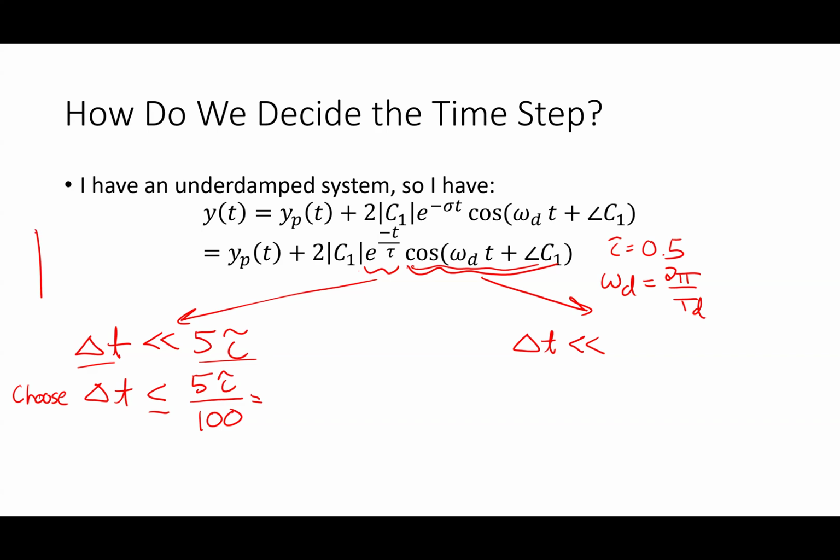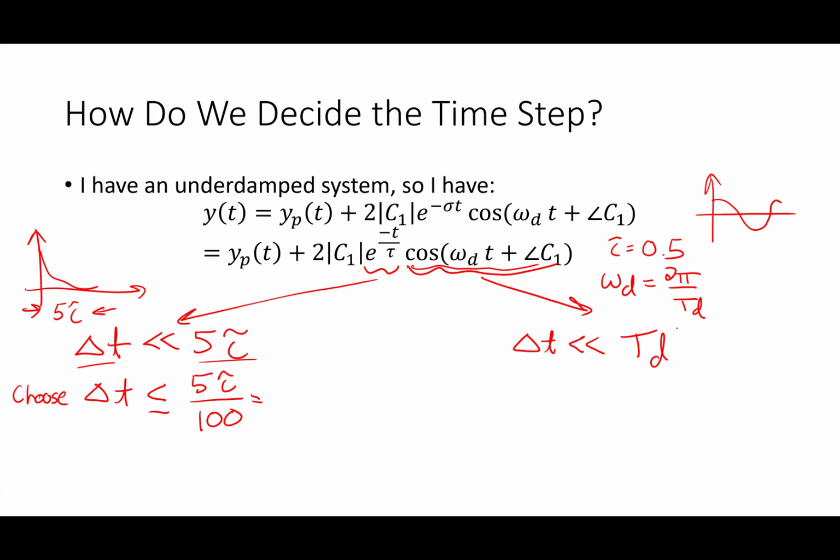So when I'm looking at this exponential, the exponential does that. So this time period here is 5 tau, and I want to choose my delta t to be much, much less than that. In this case, cosine looks like this, and I want to capture that whole thing. So I want to make sure I capture a whole period properly, so I want my time step to be much, much less than the period.